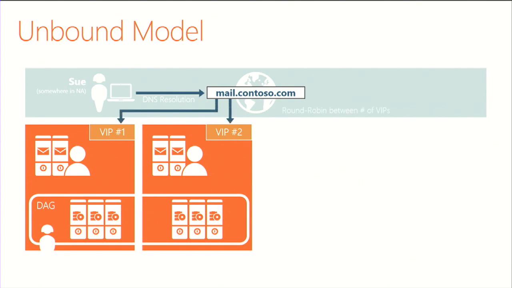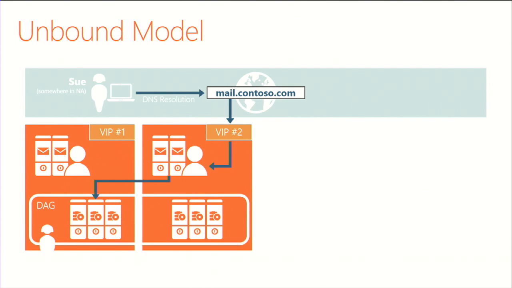But I could choose either VIP. My connection could be routed to VIP1 or VIP2. If I hit VIP1, in this case, because Sue's mailbox is located on a mailbox server within Data Center 1, it's going to be a local proxy request. But I have an equal chance that her request could be routed through VIP2, and thus we're doing a cross-site proxy request to her mailbox server hosting the active copy.